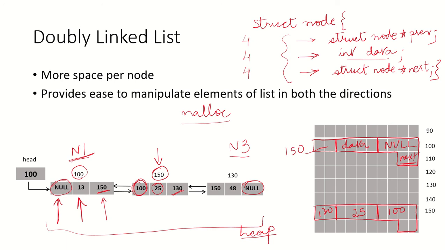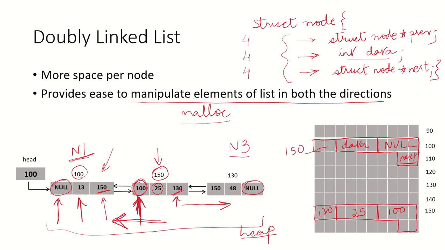The advantage of having a doubly linked list is that we can traverse or manipulate elements in both directions. In a singly linked list, since we had only the next pointer, we could go only in the forward direction. But in a doubly linked list, since we have the address of the previous node as well, if we want, we can go in the backward direction also to access the elements of the previous nodes.